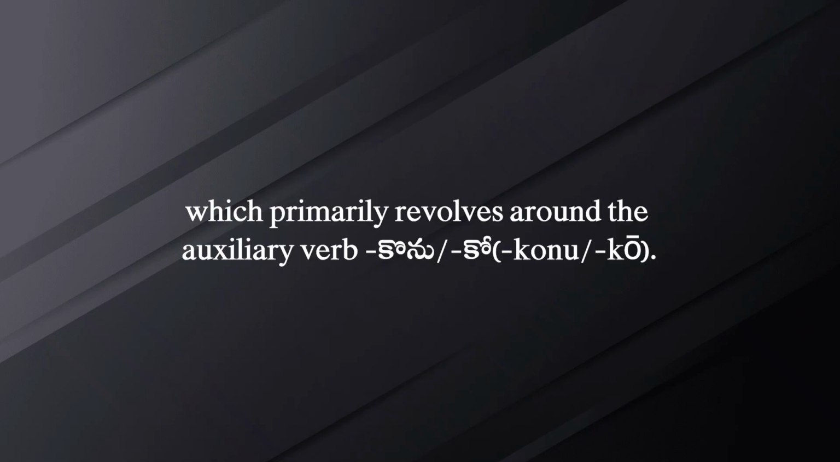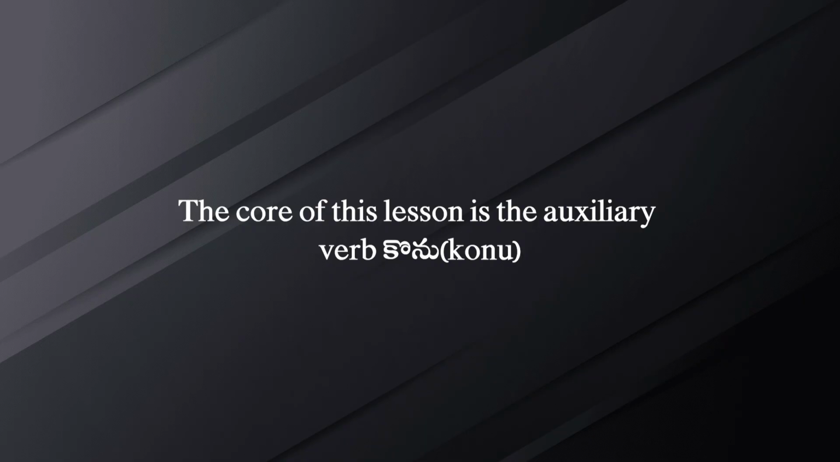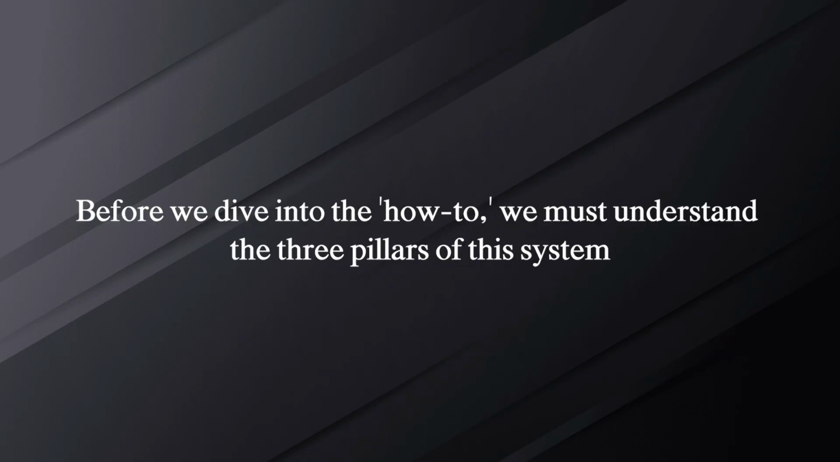Think of it as a way to fold the action back onto the person doing it, which primarily revolves around the auxiliary verb konu or ko. This auxiliary modifies the direction of the action, indicating that the result of the verb returns to the subject. The core of this lesson is the auxiliary verb konu.